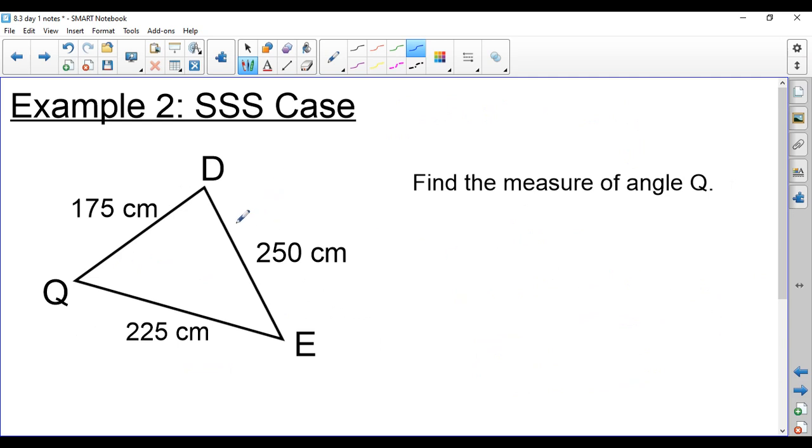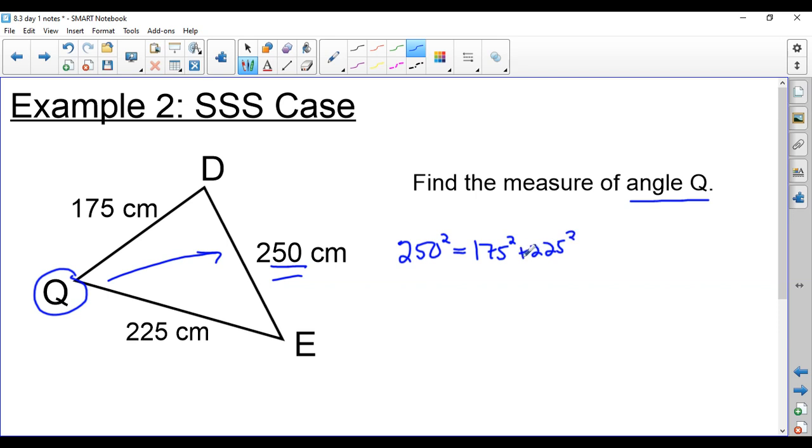The other case where you can use law of cosines is when you know all three sides. And in this case, we could use law of cosines to find any angle, but we want to find angle Q. Again, we need to identify angle Q is opposite of the side that's 250. So when we plug in the law of cosines, if I want to find angle Q, the 250 is what goes on the other side of the equation. 250 squared equals 175 squared plus 225 squared minus 2 times 175 times 225 times the cosine of Q.